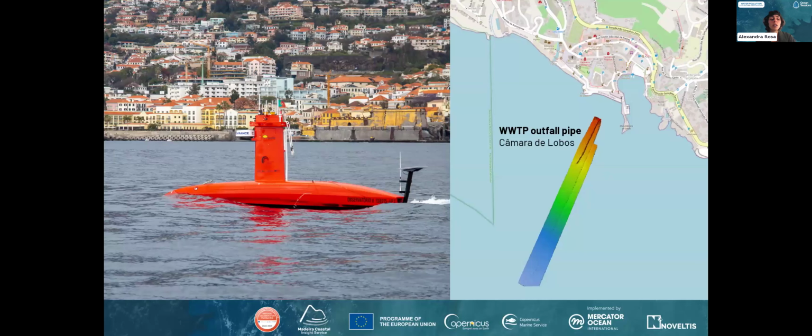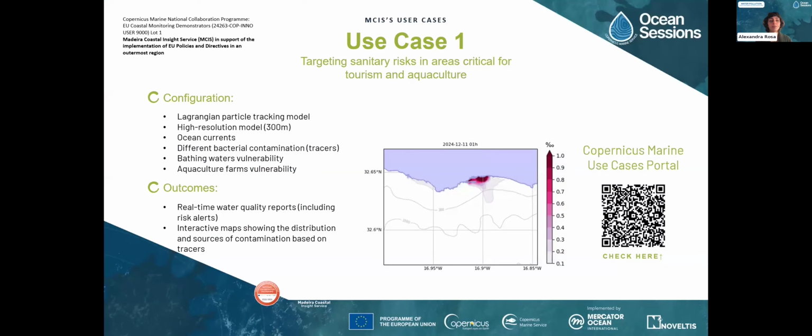But not only in deep water, we can also measure the bathymetric structures very near the coast, around 5 or 10 meters depth, where we are able, with high resolution data, to identify, for example, the wastewater treatment plant's outfall pipes. Then we can use this information to configure our models.